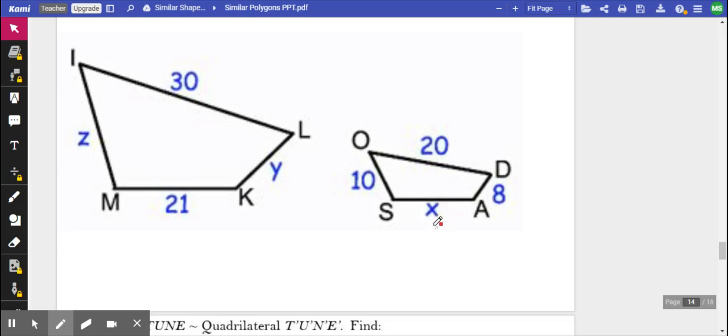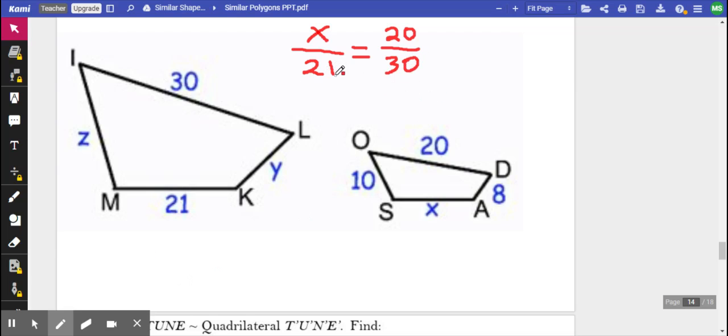So let's go in alphabetical order. I know that I have my X and my 21 from big to small that are matching each other. So X over 21 would be something I could do. And then I've got to find another pair of sides that are also like that. So if I'm doing small over big, I could then do 20 small over big.